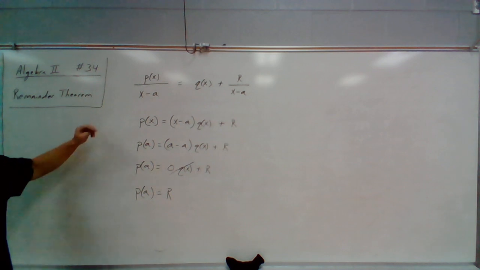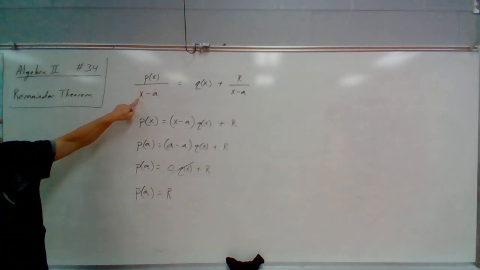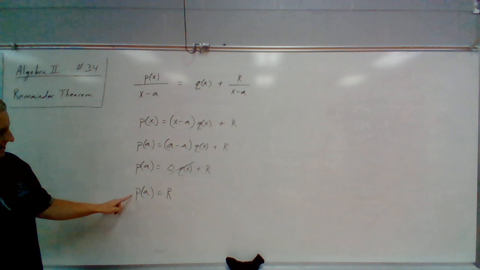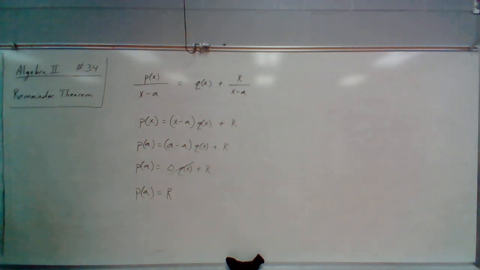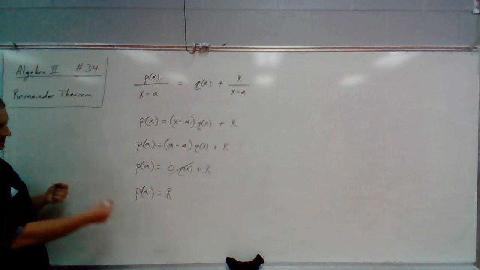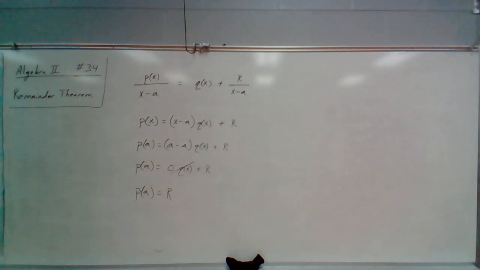Alright, so this is the remainder theorem. What the remainder theorem says is, if I take any polynomial and I divide by x minus a, then my remainder will be p of a. So if I take a polynomial, divide by x minus a, and plug a into this polynomial, I'll get the remainder of dividing p of x by x minus a.